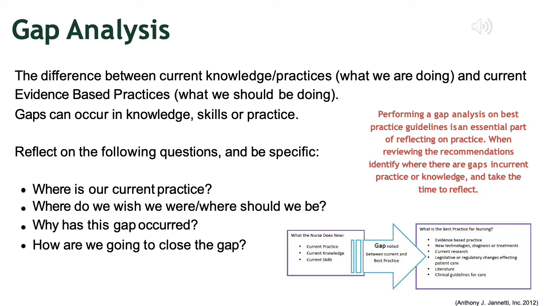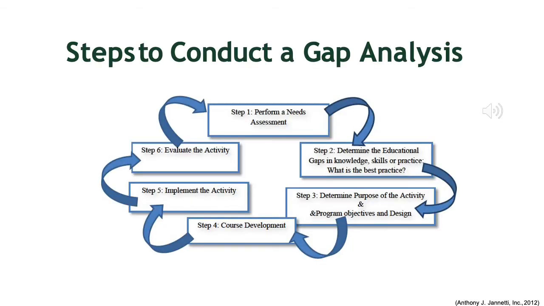Performing a gap analysis on a best practice guideline is an essential part of reflecting on practice. When reviewing the recommendations, identify where there are gaps in current practice or knowledge and take the time to reflect. When conducting a gap analysis, there are 6 steps. Step number 1 is to perform a needs assessment. Step number 2 is to determine the educational gaps in knowledge, skills, or practice. What is the best practice? Step 3 is to determine the purpose of the activity and program objectives and design. Number 4 is course development. 5 is implement the activity. And number 6 is evaluate the activity.